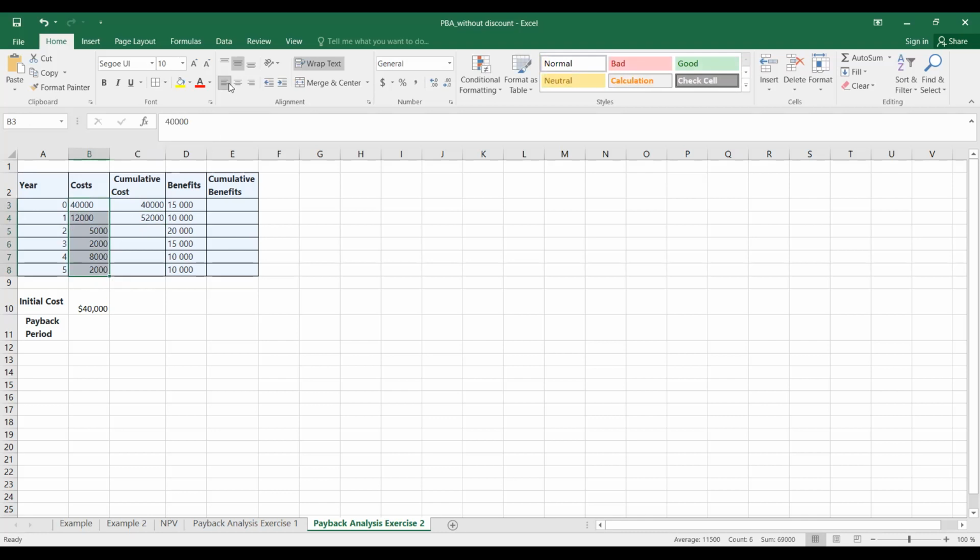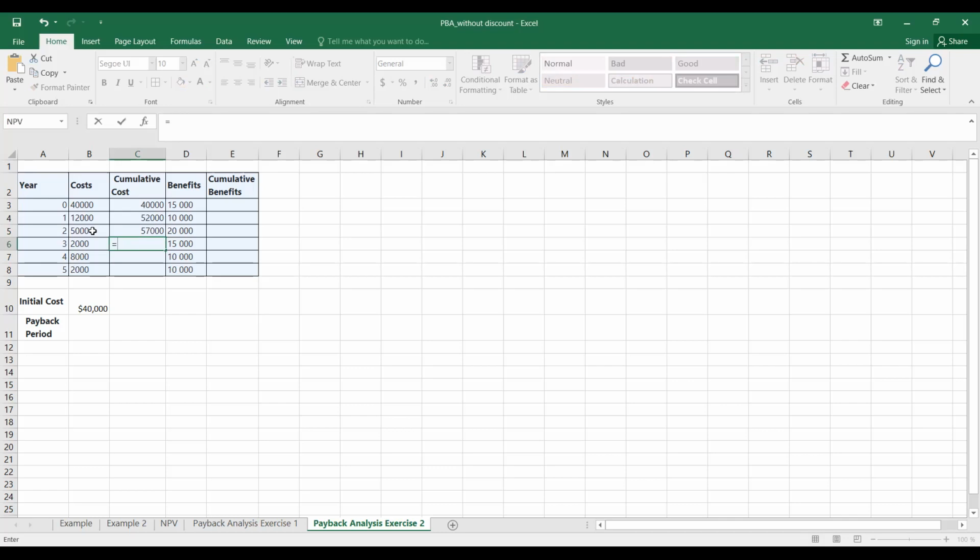And let's go and align this properly. Okay. After that, to find the cumulative cost for year 2, so total cost for year 1 plus the costs for year 2 gives you a value of 57,000.